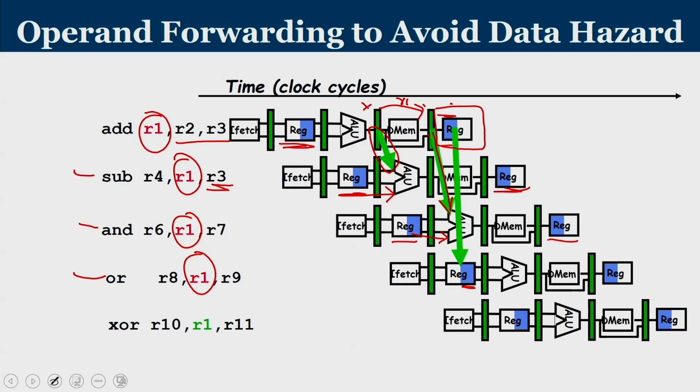So, the blue color tells where the activity happens. As far as the ID stage is concerned, the blue color, that is reading of the register, happens in the second half, and as far as the writing is concerned, it will happen in the first half. So, if in the first half you perform writing into R1, then the OR instruction can read it in the second half. This is the way you are going to deal with operand forwarding.